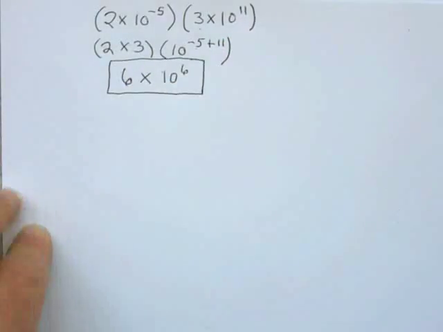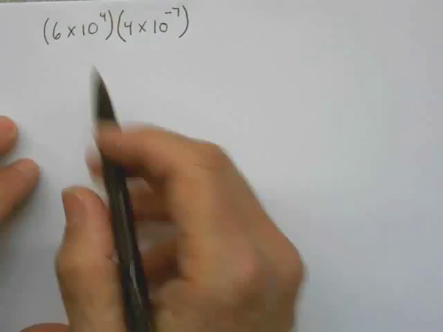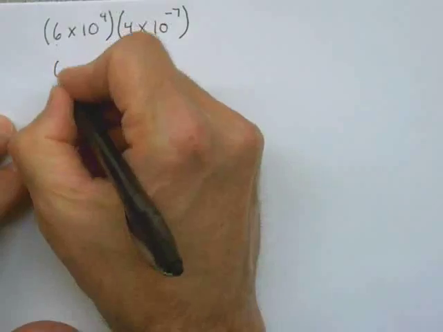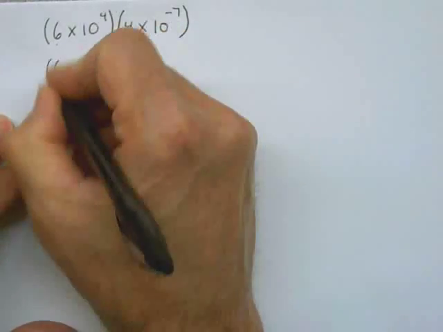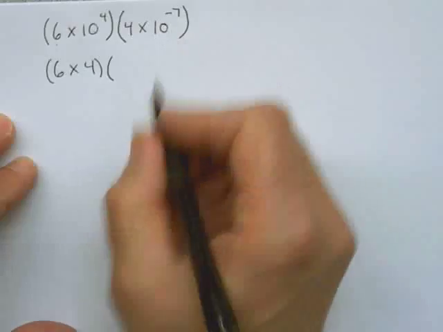All right. I'm going to pause for a second and set up a second example. And now let's take a look at a second example. In this case, my first factor on the left is a 6, and here it's a 4. So I'm going to multiply 6 by 4. And my second factor is I've got 10 to the 4th and 10 to the negative 7th.